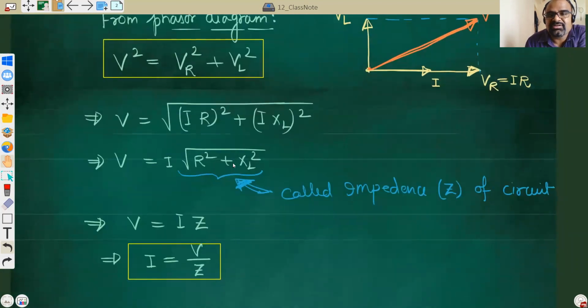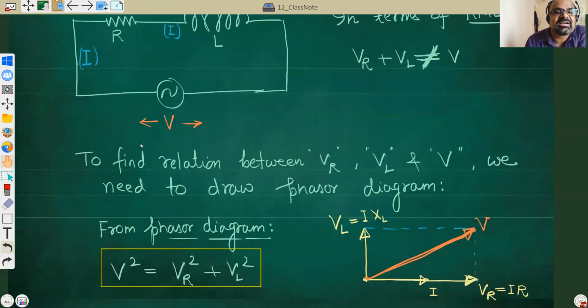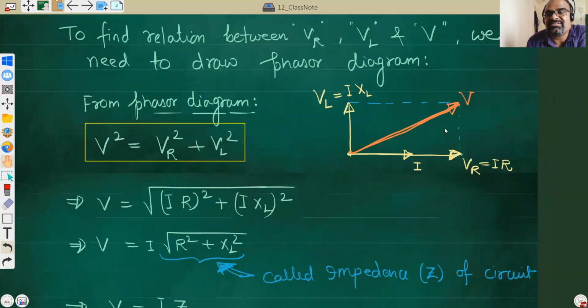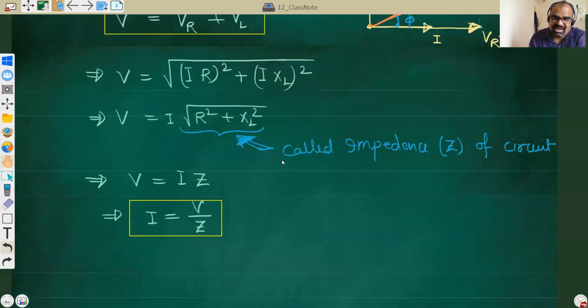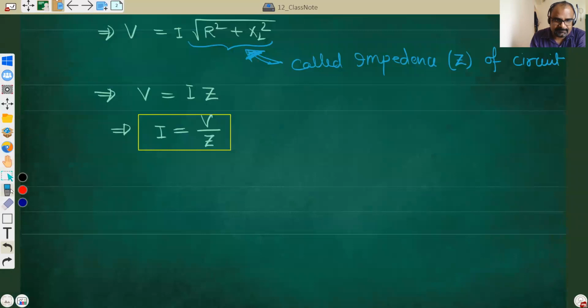Okay. So we have got this. Now one thing is left about whether the source voltage and the current are in the same phase. Let's look at the phasor diagram. Where is the current in this? This is the current. And where is the source voltage? This is the source voltage. Are they in the same direction? No, they are not in the same direction. So let this angle be some phi. We have to find that phi. So how to find that phi? Well, in this triangle.